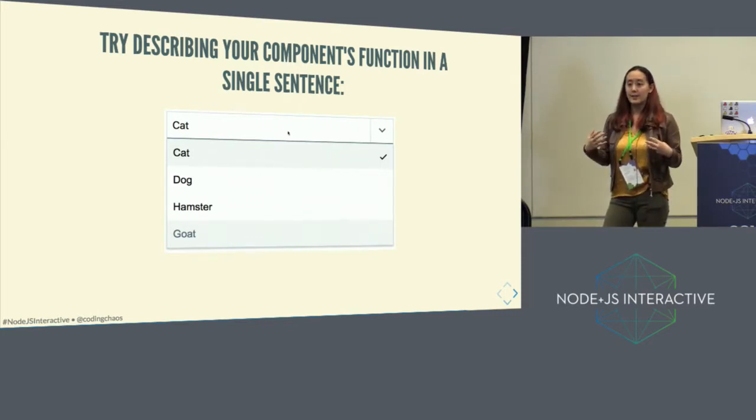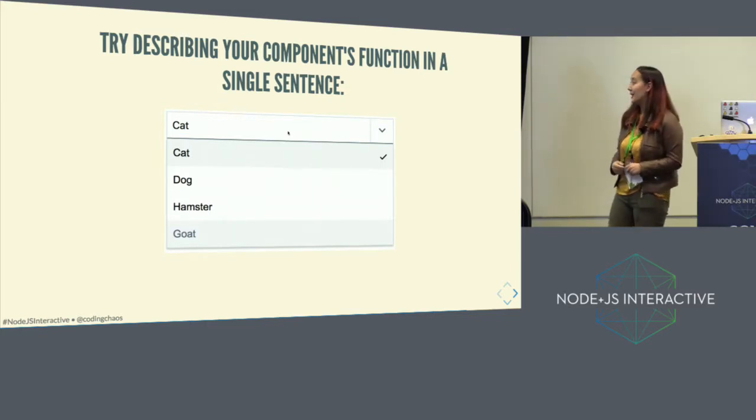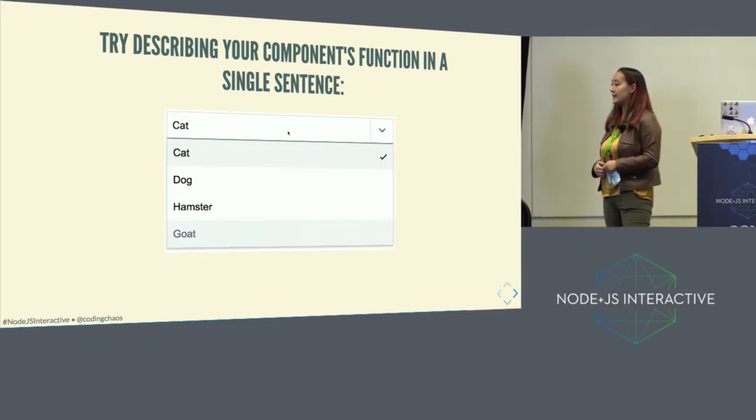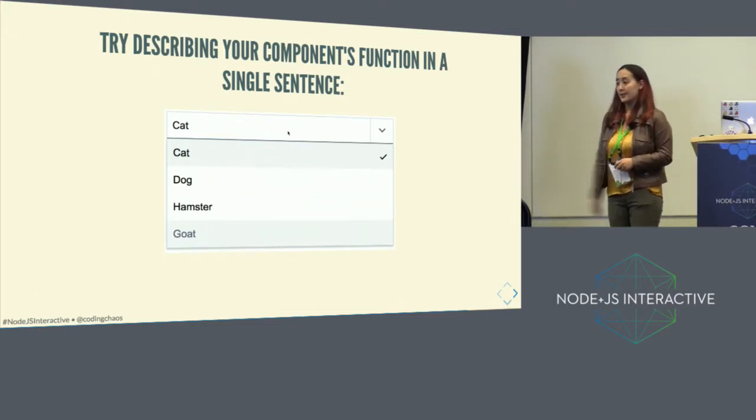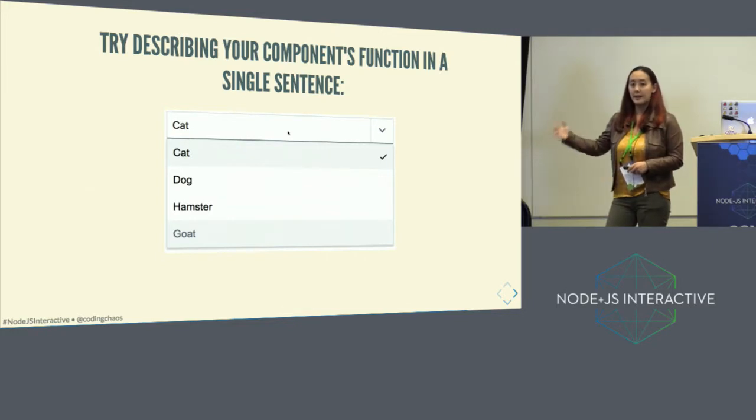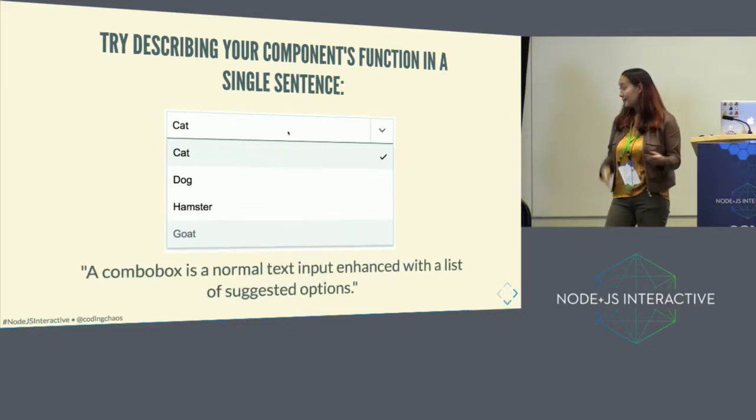So when somebody tells you to build a combo box into your pattern library, first try to think, what is a combo box? Can I describe in one sentence what it actually does? If I were to try this, I'd say something like, it is a text input augmented by a list of options that are user selectable and potentially curated or filtered options. Something like that.